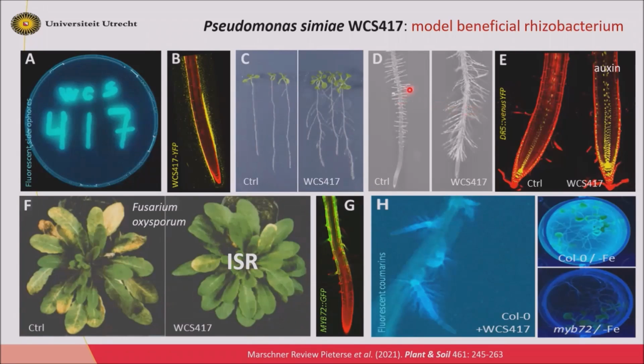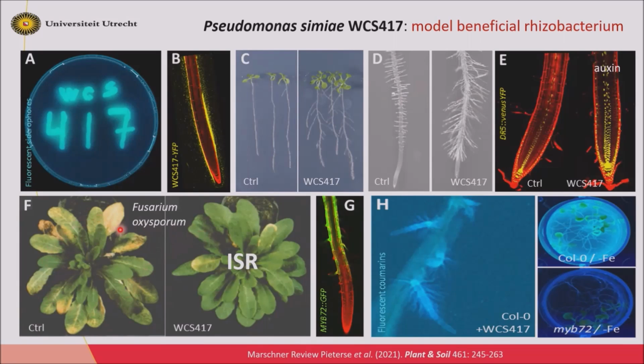But this is not the only thing that this WCS417 Pseudomonas bacterium can do. It has also been demonstrated in our lab for a long time that this bacterium can induce systemic resistance, or ISR, and this is basically priming of the plant immune system so that the plant becomes better protected against all kinds of pathogens, including this Fusarium oxysporum that is shown on this picture.